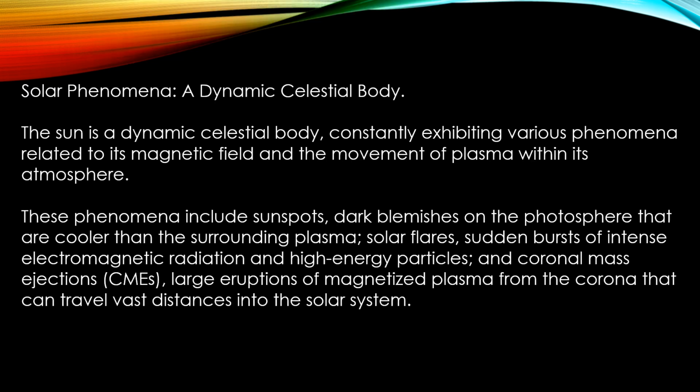The Sun is a dynamic celestial body, constantly exhibiting various phenomena related to its magnetic field and the movement of plasma within its atmosphere. These phenomena, including sunspots, which are dark blemishes on the photosphere that are cooler than the surrounding plasma, solar flares, sudden bursts of intense electromagnetic radiation and high-energy particles, and coronal mass ejections, CMEs, large eruptions of magnetized plasma from the corona that can travel vast distances into the solar system.